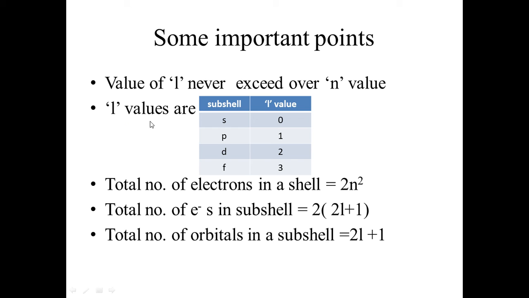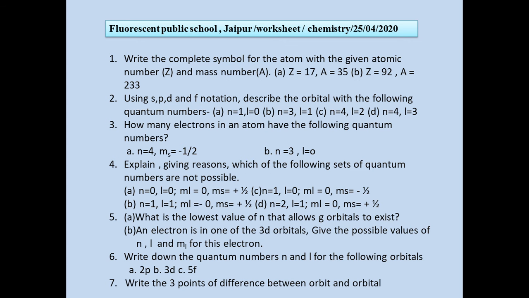You can see here the l values for s, p, d, f are 0, 1, 2 and 3. The total number of electrons in a shell, which we already learned in class 10, is 2n square, where n is the principal quantum number with values 1, 2, 3, and so on. The total number of electrons in a subshell is 2(2l + 1). So these formulas may help to find the number of orbitals and the number of electrons.